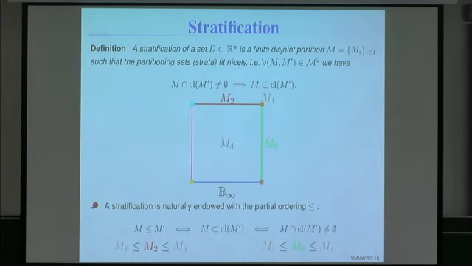Okay, and as you can see here, the stratification is endowed with a natural ordering. This natural ordering tells you the following: M is less than or equal to M prime if and only if M is in the closure of M prime, which is equivalent by definition to the fact that M intersects the closure of M prime. So for instance, I'm giving examples here. M2 is sandwiched between M1 and M4, and M3 is sandwiched between M1 and M4 as well.